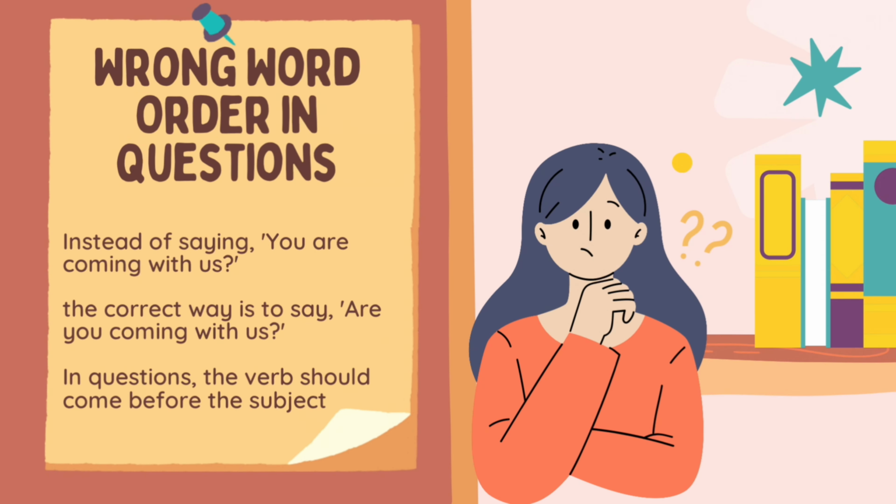Let's now move on to another area where learners often trip up. Using the wrong word order in questions. Instead of saying, you are coming with us? The correct way is to say, are you coming with us? In questions, the verb should come before the subject.